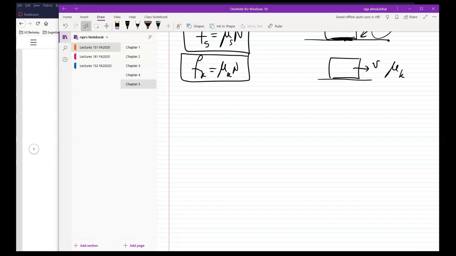Trying to find a problem. Which problem did I work on here? Oh, okay. Example 5.8. Let's do that. Oh, okay, there it is. Page 135.